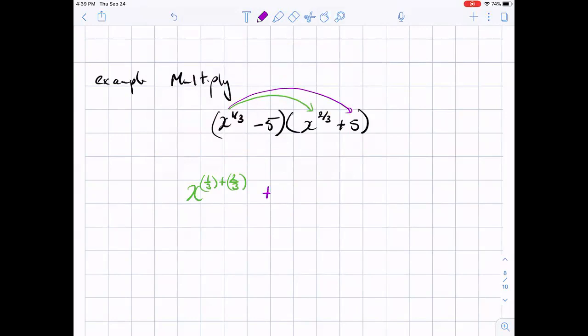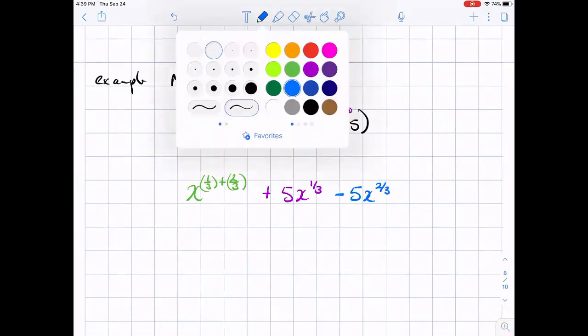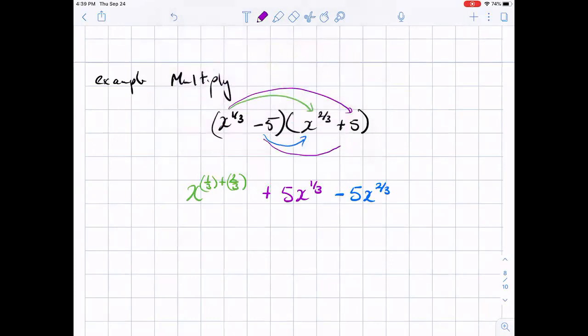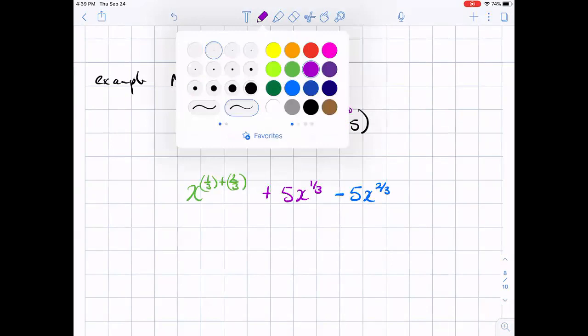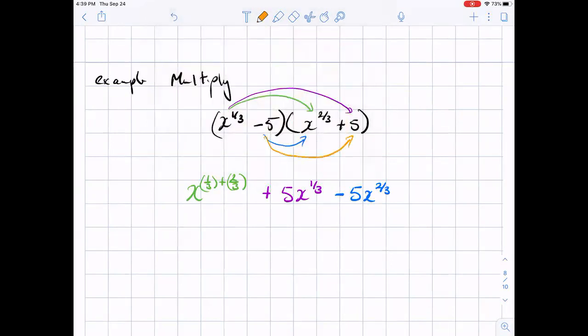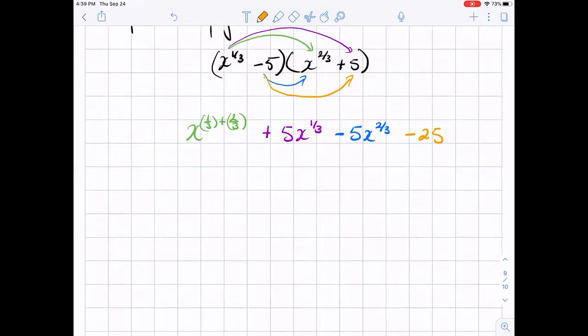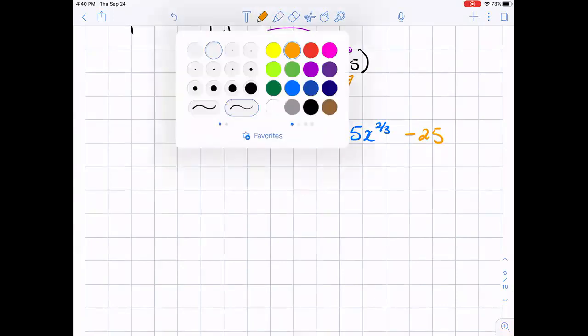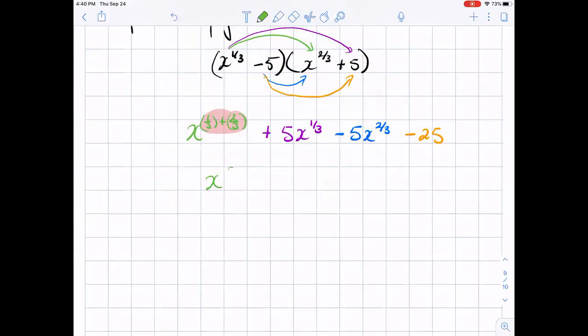So we have plus 5x to the 1/3. And if we multiply again, we have this times this, which becomes minus 5x to the 2/3. And then if we multiply the last portion of it, we have this times this. Well, let's use a different color, orange. This times this becomes negative 25. Now we can combine these two here. So this becomes x, the denominators are the same, so 3 over 3.